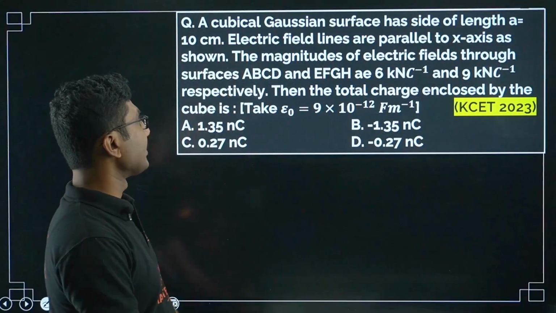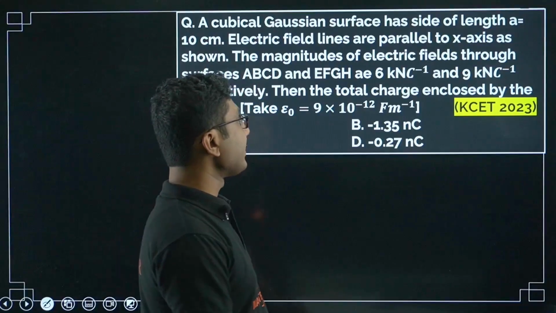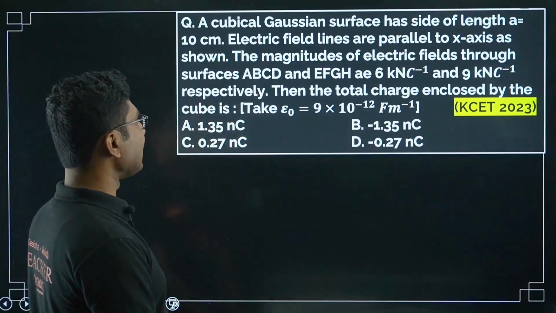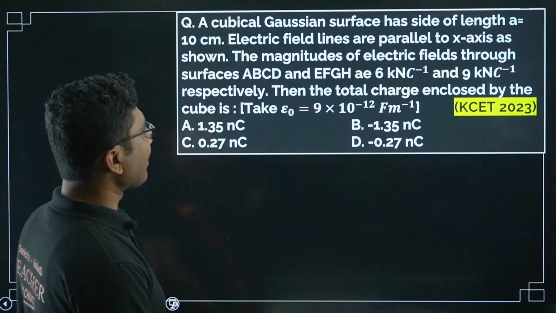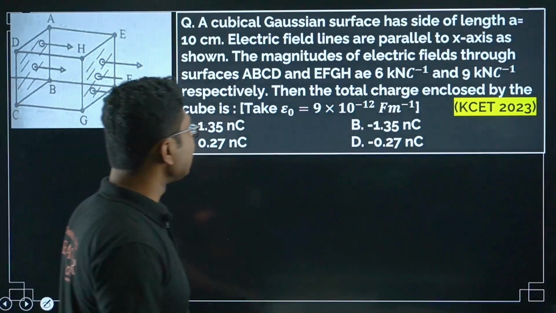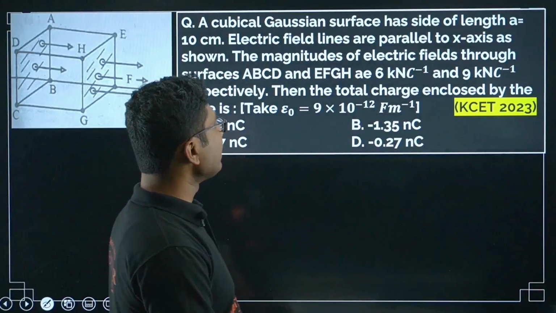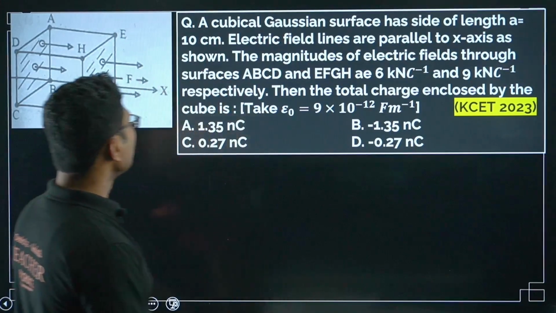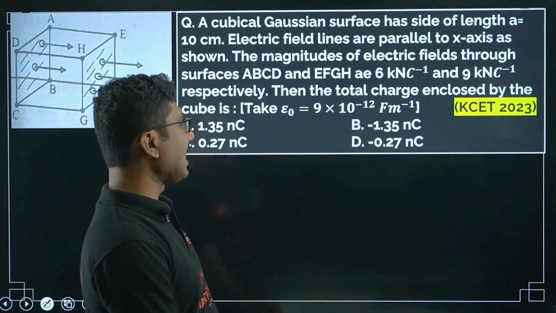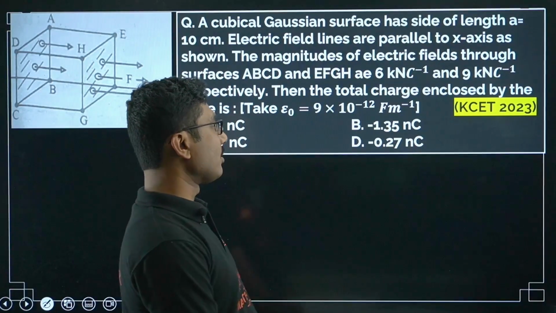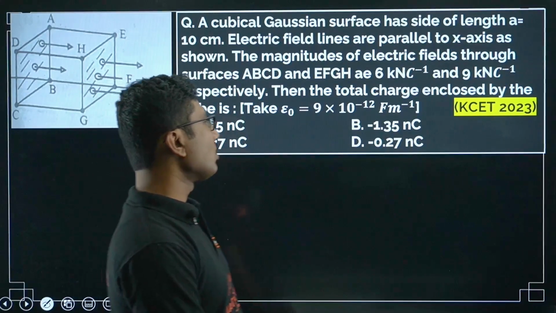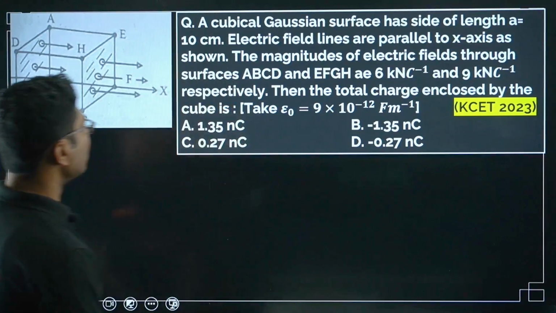Now let's see one question. A cubical Gaussian surface has sides of length a equals 10 centimeter. Electric field lines are parallel to the x-axis as shown in the figure. So here you can see the figure. The magnitudes of the electric fields through surfaces A, B, C, D and E, F, G, H are 6 kilonewton per coulomb and 9 kilonewton per coulomb respectively. Then the total charge enclosed by the cube is.